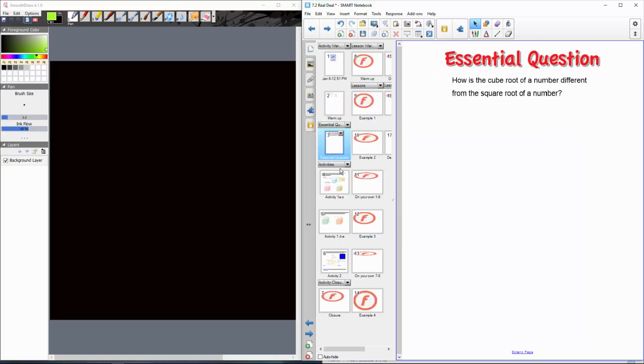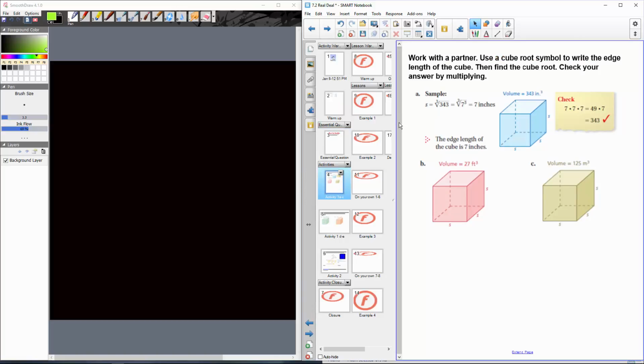So how are cube roots different than these square root things? Basically what it means is instead of square roots where we have a number times a number, a cube root is a number by a number by a number. A very good example of this is taking a unit cube, or just a cube in general. And if I look at this one, for instance, I have a volume of 343.